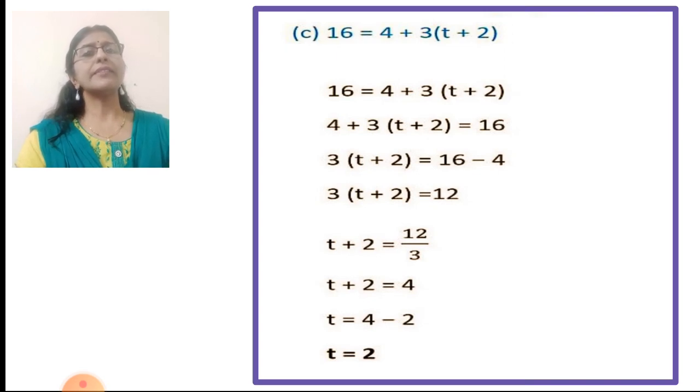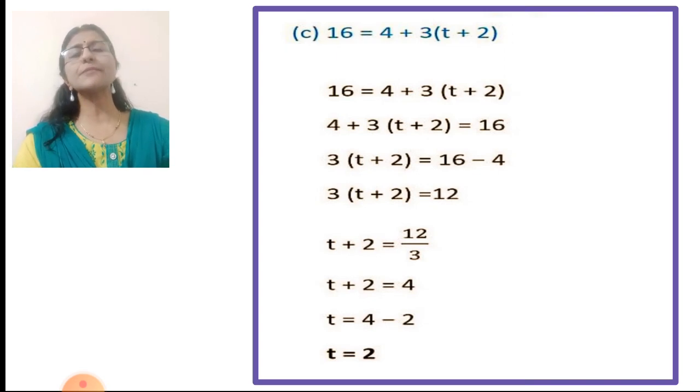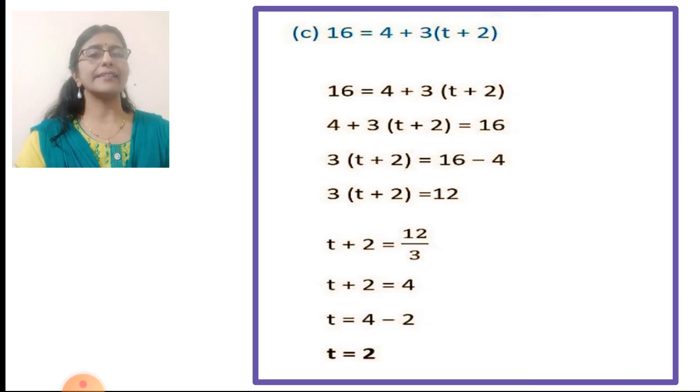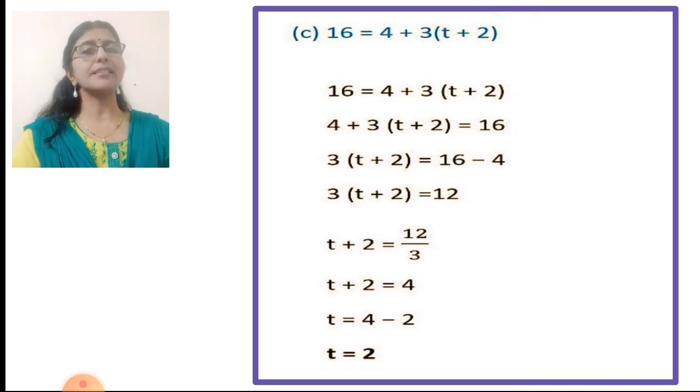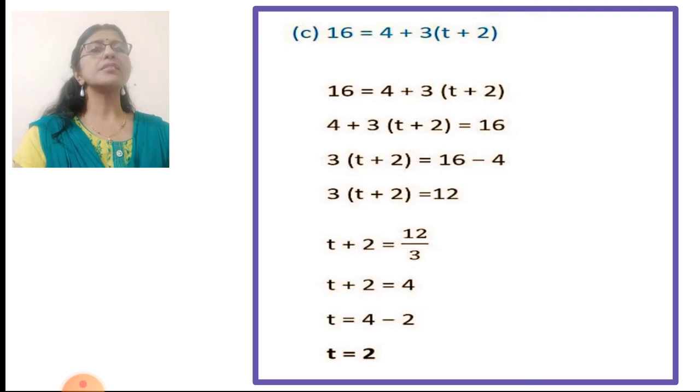Now here we will use the transpose method. 4 is positive, you can see on the left hand side. We will take it to the right hand side. When we take it to the right hand side, it will become negative 4. So we'll write 3 bracket t plus 2 is equal to 16 minus 4, and 16 minus 4 is 12.